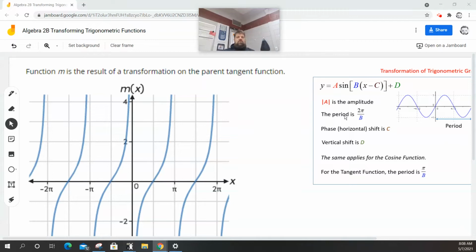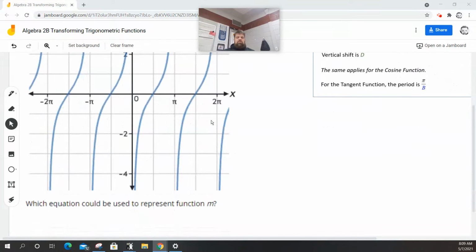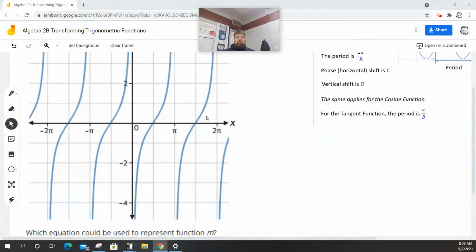Okay, so on this one it says the function m is a result of a transformation of the parent tangent function. Which equation could be used to represent this function? So we've got to remember, I guess what they're trying to say is, what are we doing for this function differently than we're doing for the other function?